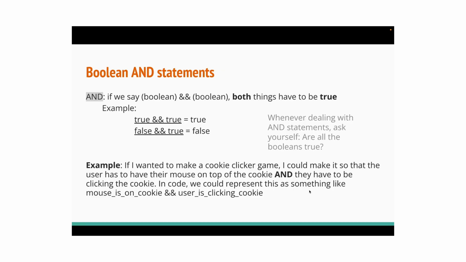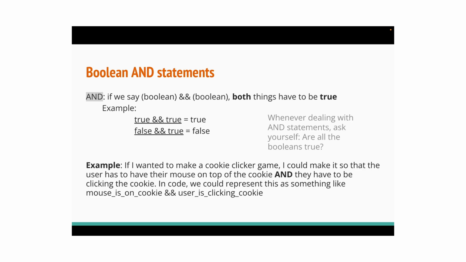Boolean AND statements. So if we say Boolean and Boolean, then both things have to be true. For example, true and true is true, but false and true is false because both of them have to be true. So whenever dealing with AND statements, just ask yourself, are all of the Booleans true? Now let's give a real-world example.